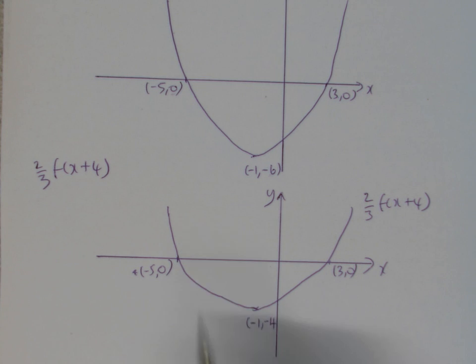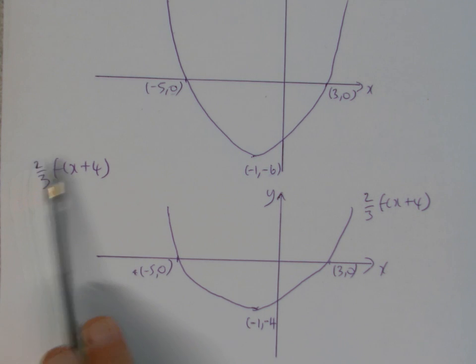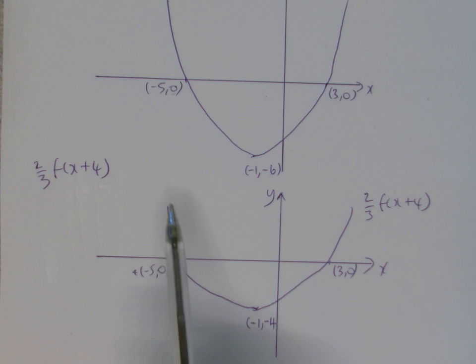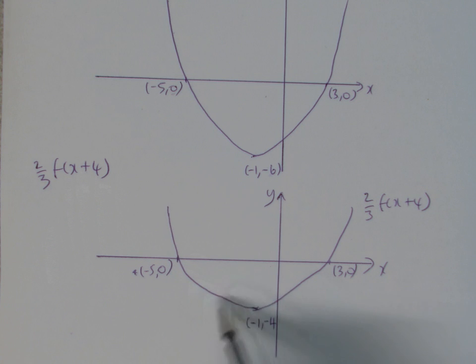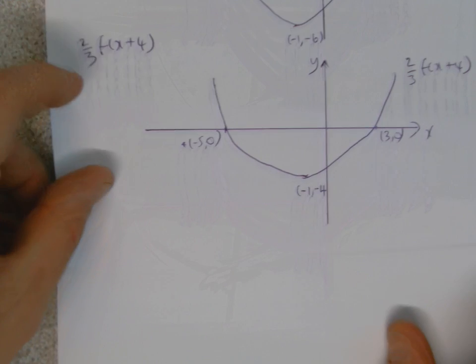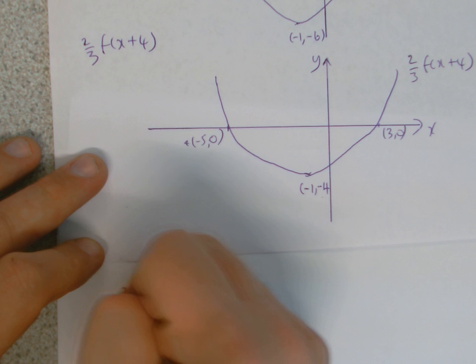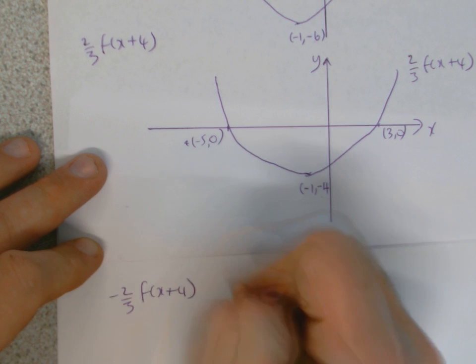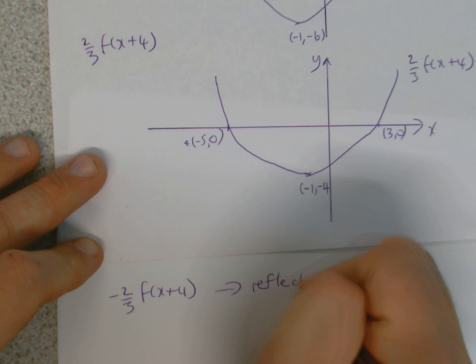And then finally, we need the minus in front of it. When you do the minus in front of it, you're minusing the curve, so basically all the positive values of the curve become negative, and all the negative values of the curve become positive. So you're affecting the y values again, but you're just changing the sign. Ultimately, it's a reflection. So we'll have minus 2/3 f of x plus 4. That will give us a reflection in the x-axis.